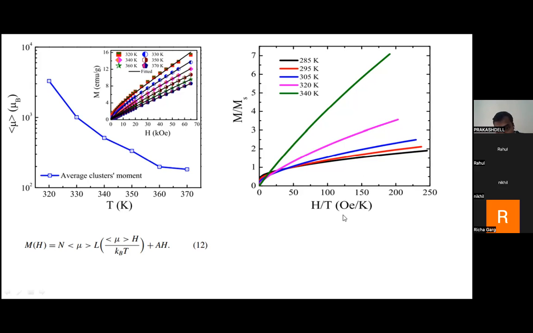You check the M by Ms as a function of H by T plot, and you find they do not actually fall one over another. Had it been otherwise, that means if they would have fallen one over another, the system would have claimed to be a super paramagnetic phase. But it is not the case. Instead, it is a Griffith phase.